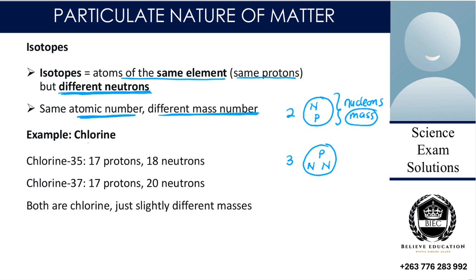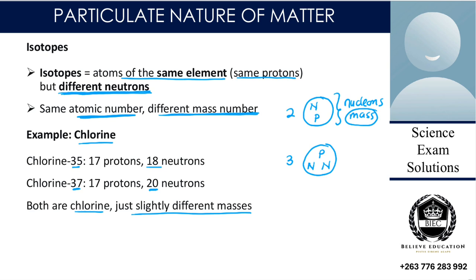For example, we have chlorine. Our chlorine is chlorine 35 and chlorine 37. Chlorine 35 has 17 protons and 18 neutrons. Then chlorine 37 has 20 neutrons. Both chlorines have slightly different masses. So these are our isotopes.